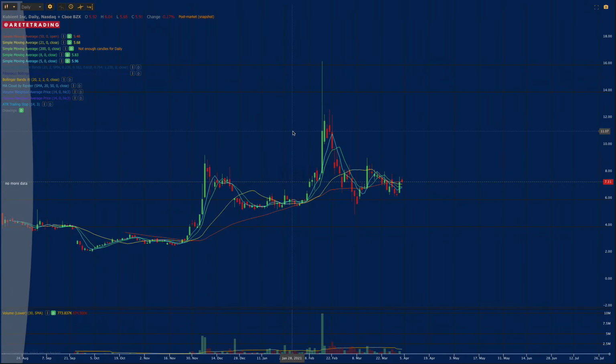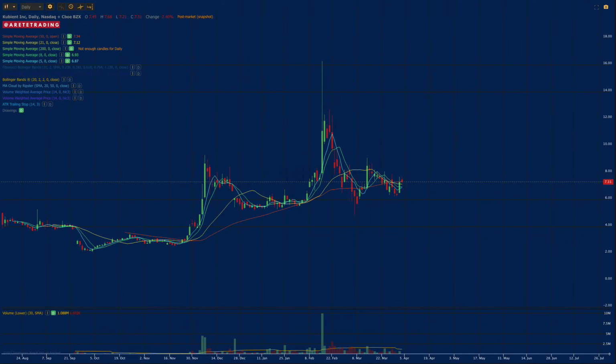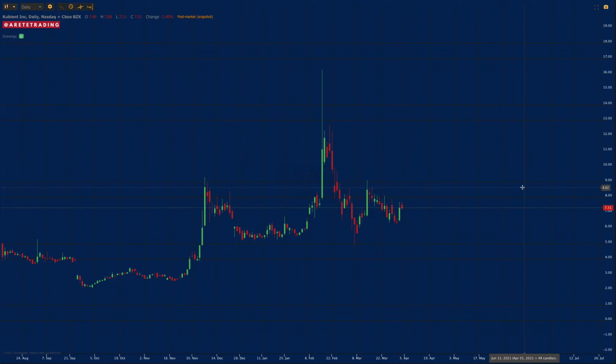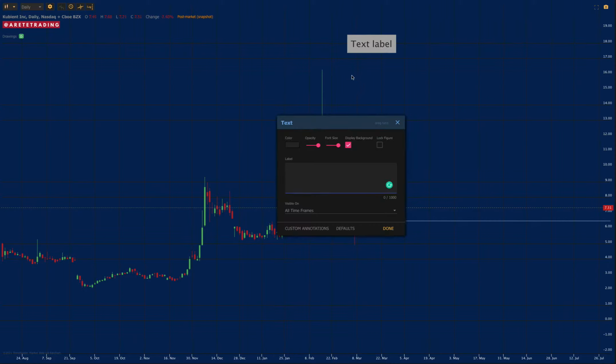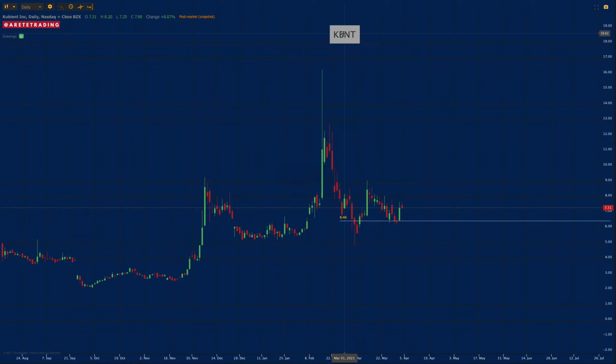KBNT. Yeah, there's not really much to say here, but let's go through it. Okay, KBNT. I mean, you're not really going anywhere. You can even see here how you can't get above this 840 line.